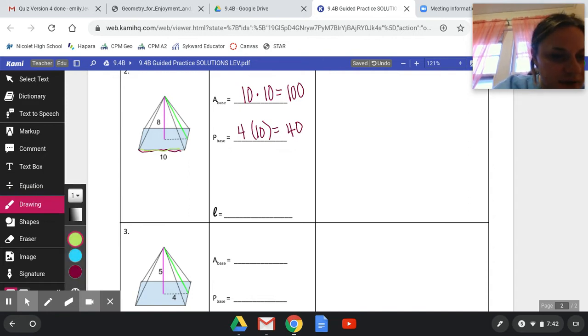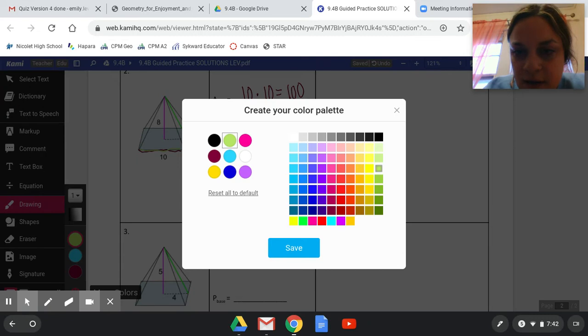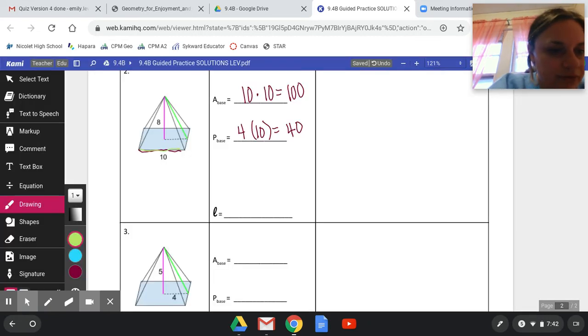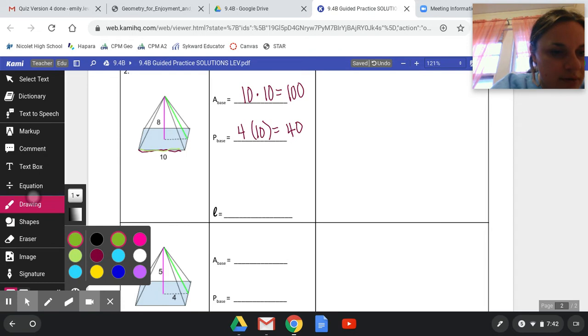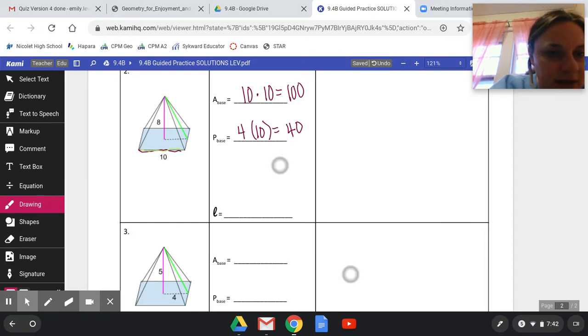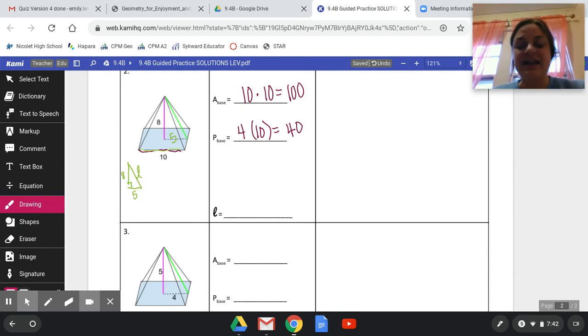I'm gonna use a different color so you can see it a little better. So this right here, if I take the 10 and cut it in half, that would be 5. So now I've got this right triangle that has a base of 5, a height of 8, and L is my slant height. That's my hypotenuse in this triangle, which a bunch of you commented about. And we need to determine what that is, so I'm going to use Pythagorean theorem. 5 squared plus 8 squared is equal to L squared.